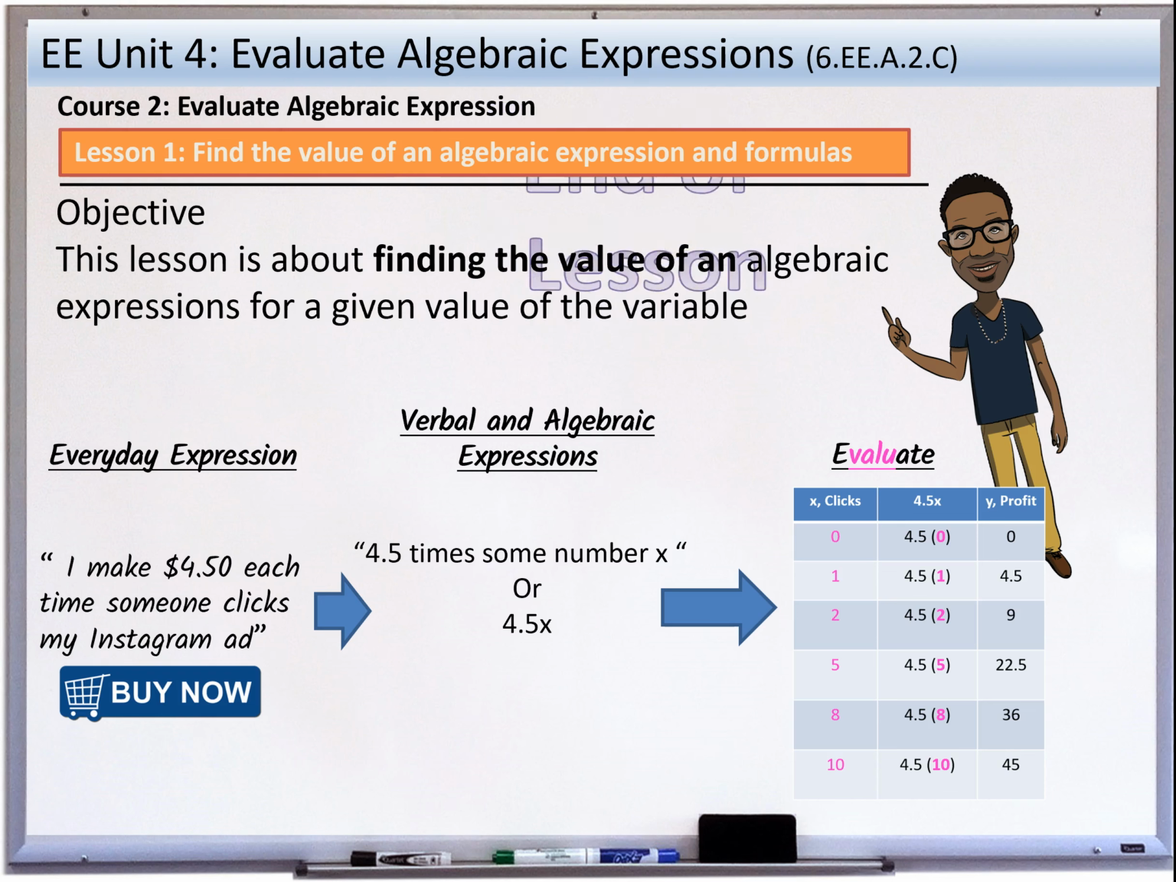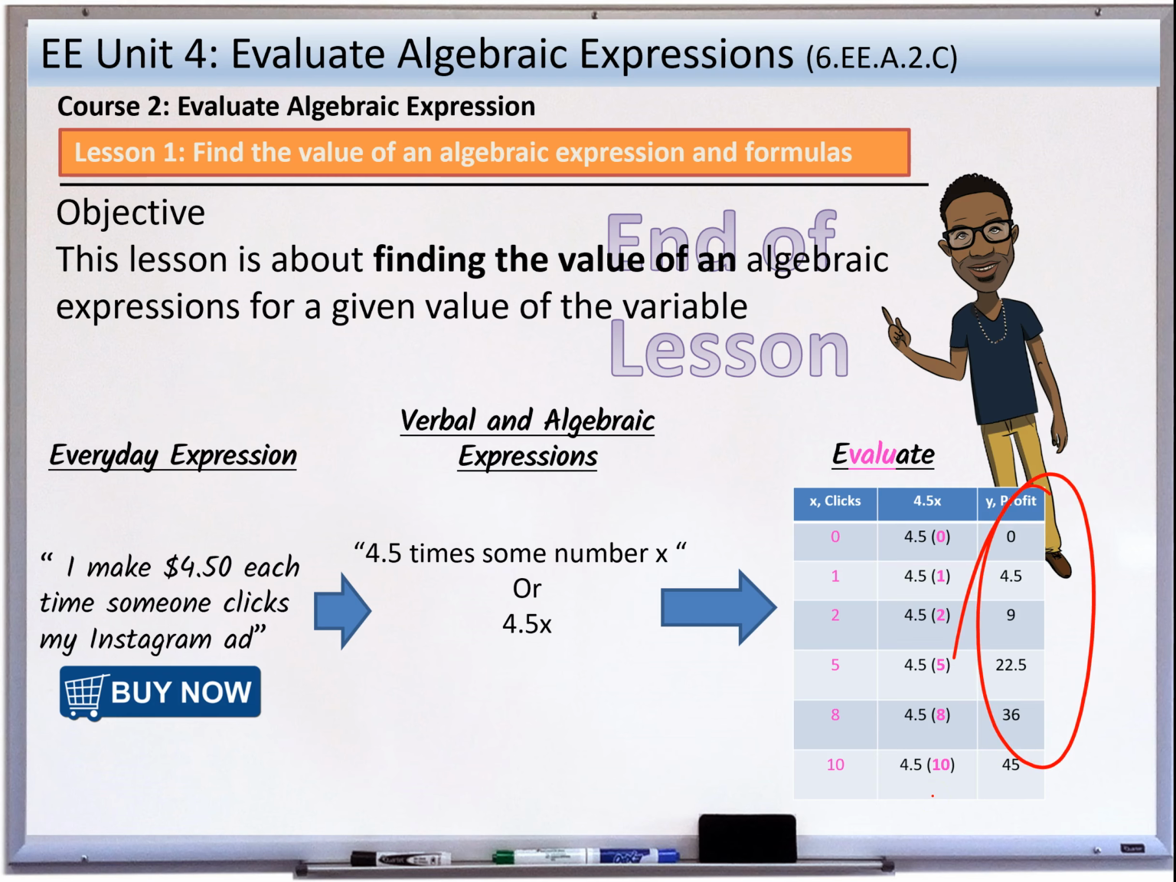All right, that's it. And again, you've already evaluated expressions. That just didn't really tell you the official name, if you will, of what you were doing, but it just means plug in or substitute a value for the variable and see what your answer is.